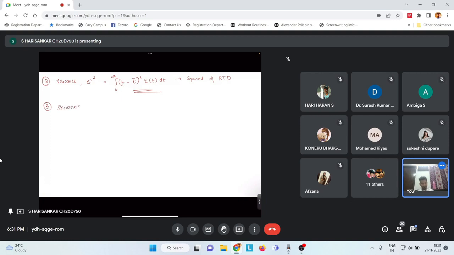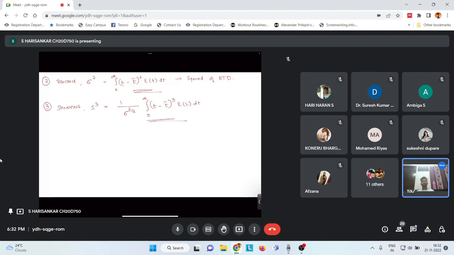So skewness, which is represented as s cubed, will be 1 by sigma raised to 3 by 2, where sigma is the root of your variance. So s cubed is equal to 1 by sigma raised to 3 by 2 times the integral from 0 to infinity of (t minus t bar), where t bar is your mean residence time, the whole cube, E of t dt. So this is your skewness.